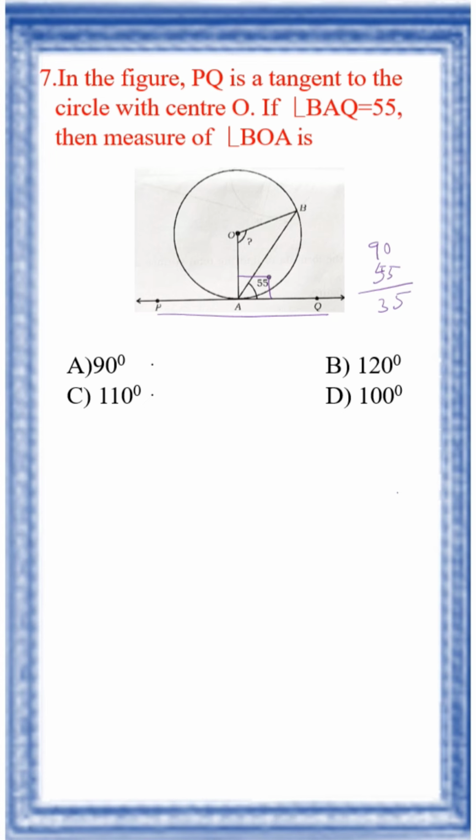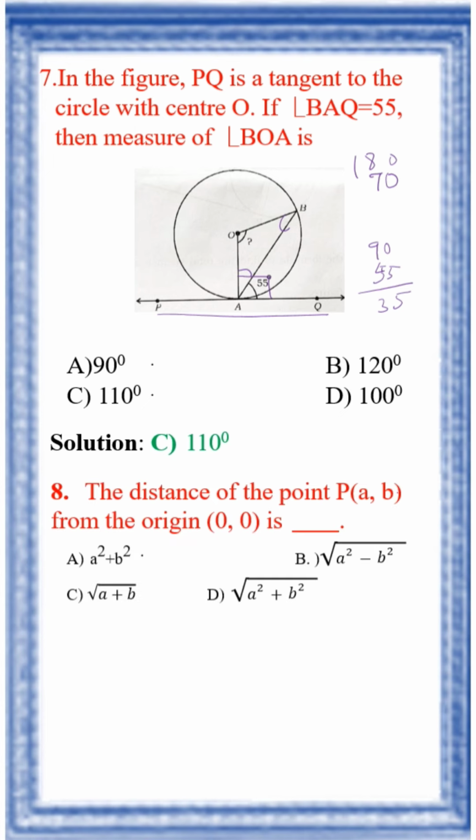If this is 35, this angle is also 35. 35 plus 35 is 70. Why is it 70? Why we have to add? Because OAB is an isosceles triangle. 180 minus 70, what is it? Option C 110. Then option C is correct.